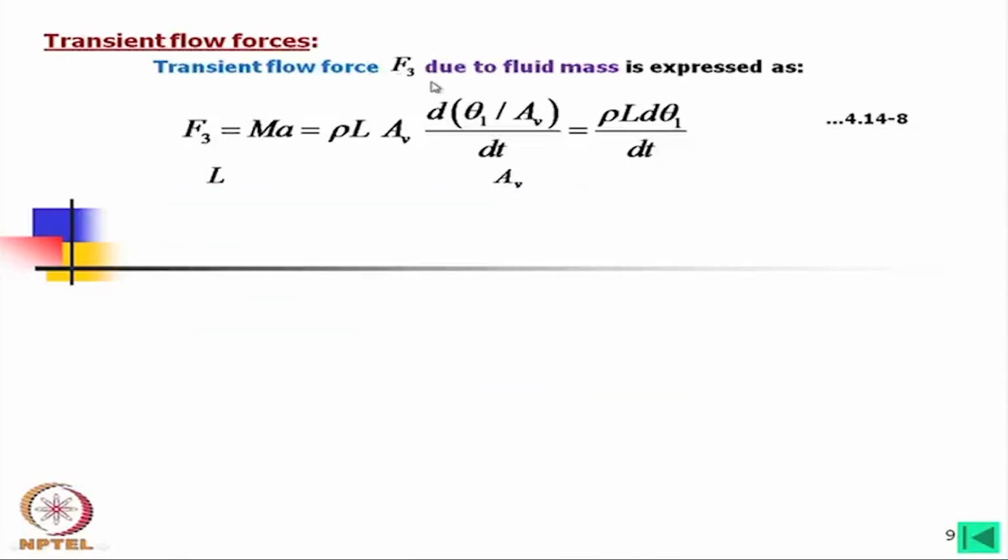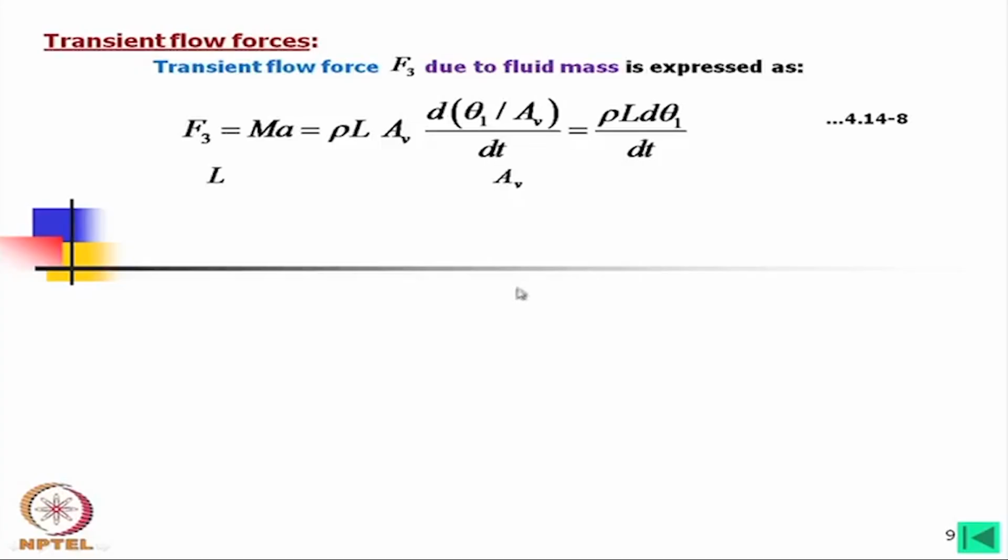Now, we are coming to the transient flow force. So far we have considered laminar flow, and due to this laminar flow we have considered the steady state flow force, but there will be a transient flow force also. That means, while the spool is moving, the oil is moving inside, and due to this there will be another force, the transient force, expressed by F3, and this F3 is equal to the fluid mass into acceleration.